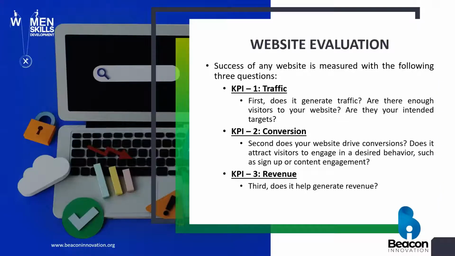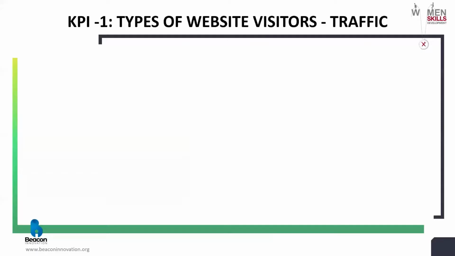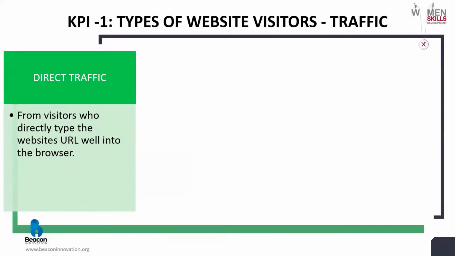So this is how we are going to evaluate a website. For KPI 1, we were talking about, does it generate traffic? You have to further understand what kind of traffic it is generating. Is it direct traffic? What is direct traffic? It is when people directly type the URL of your website. Okay, so www.bkinnovation.org, that's direct traffic I'm getting.